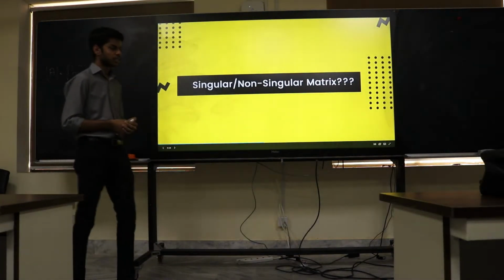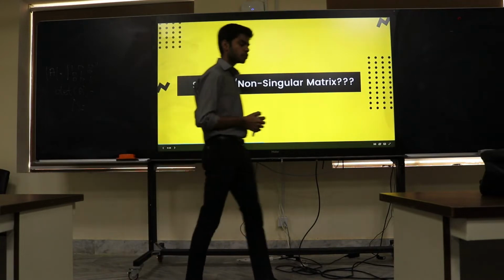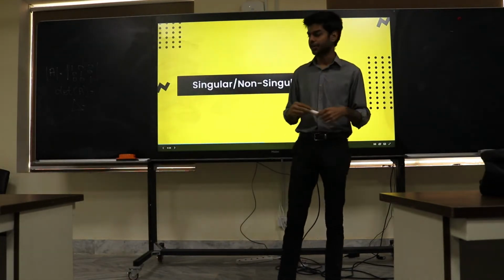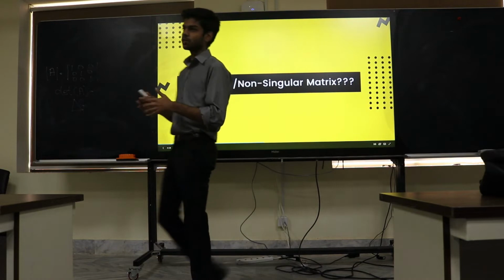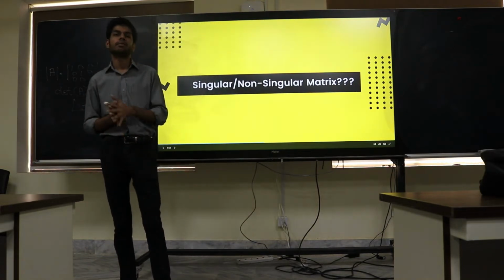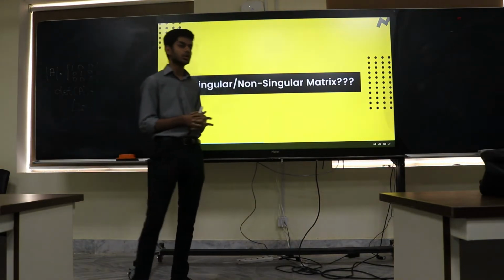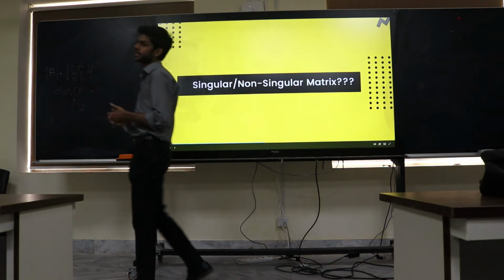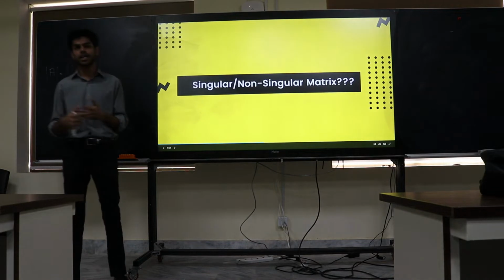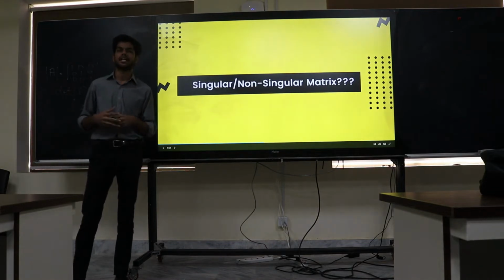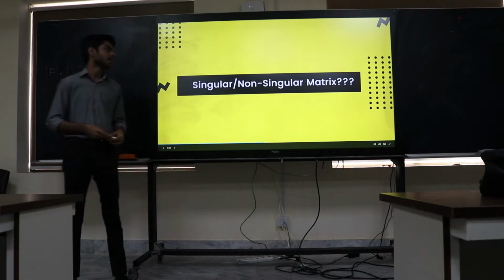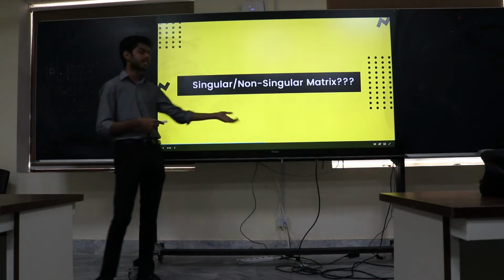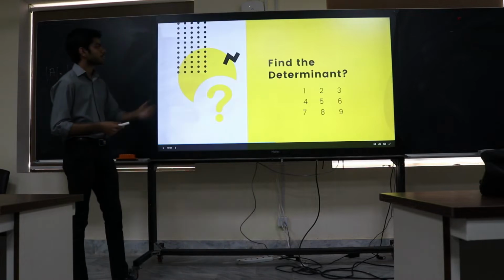So, the singular and non-singular matrix concept. If we have the determinant of a matrix equal to 0, I mean if the number associated with a matrix is equal to 0, then we can say that it is a singular matrix. But if the number associated with the matrix is not equal to 0, let's suppose the number associated with the matrix is 5, 4, 3 or etc., then we can say that it is a non-singular matrix.